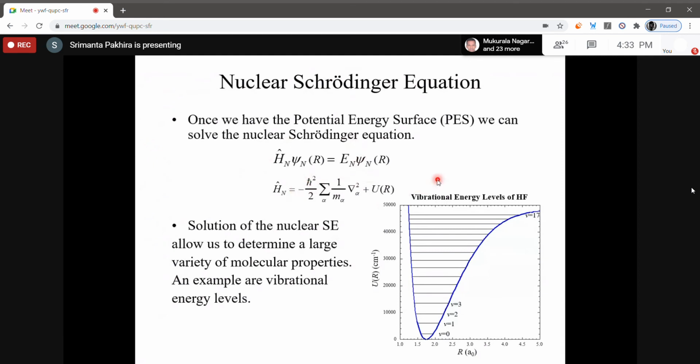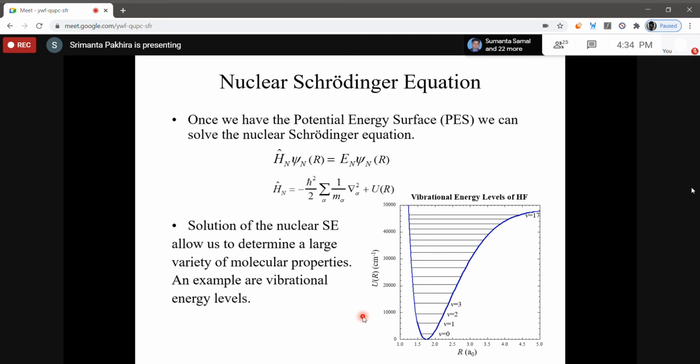In general, this kind of spectra, which you probably know as vibrational spectra, has vibrational energy levels like this. It is the example for a hydrogen fluoride complex. It has a similar kind of potential energy surface, exactly like the electronic one, and lots of vibrational energy levels can be found here. Probably you did some practicals in your master's program, or you will do them, or you teach your students that this is called vibrational spectra. The solution of the nuclear Schrödinger equation allows us to determine a large variety of molecular properties. An example of molecular properties is the vibrational energy levels, the vibrational spectra.